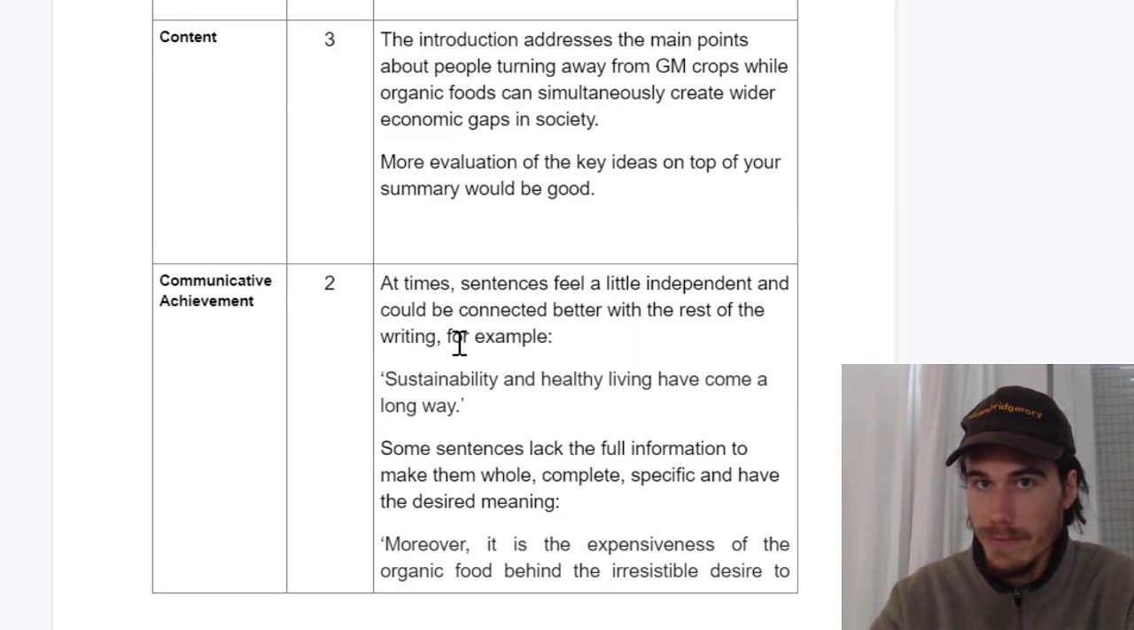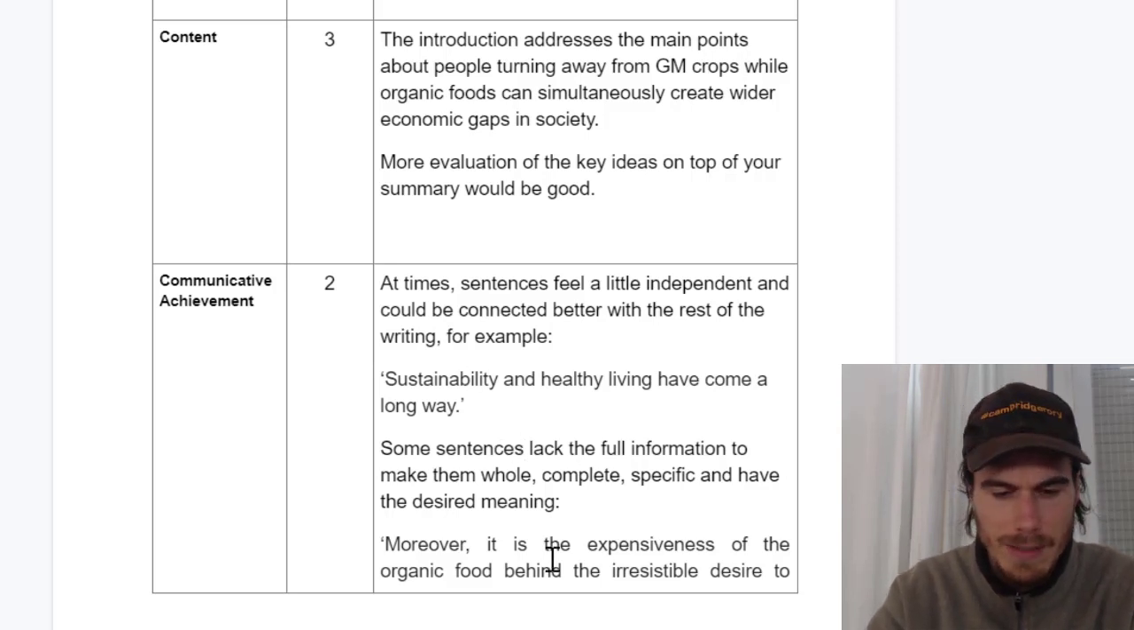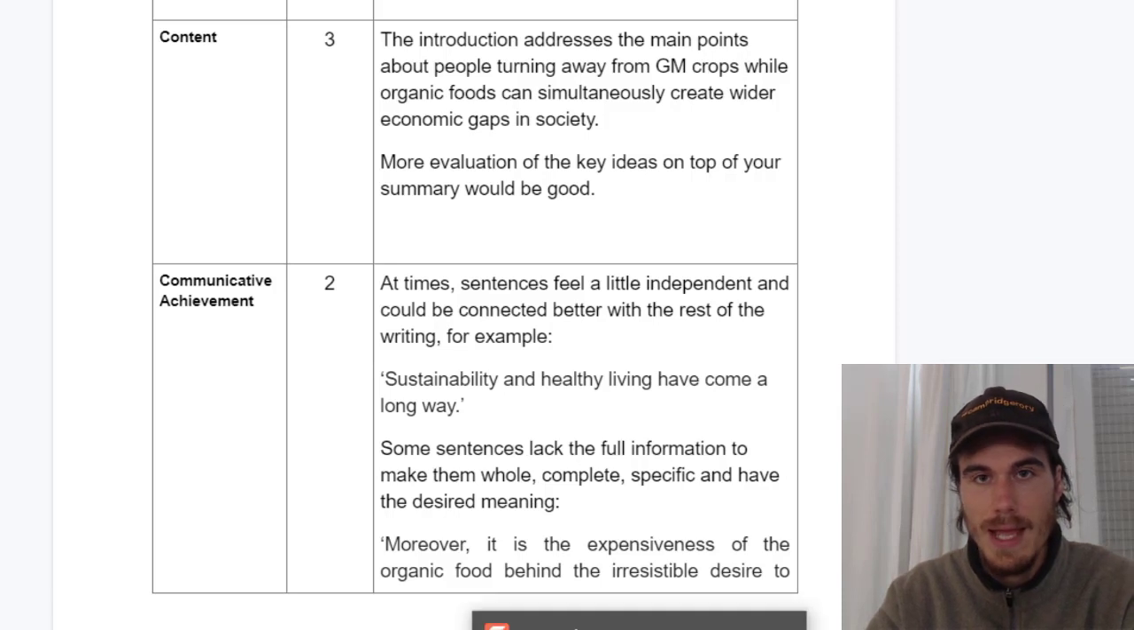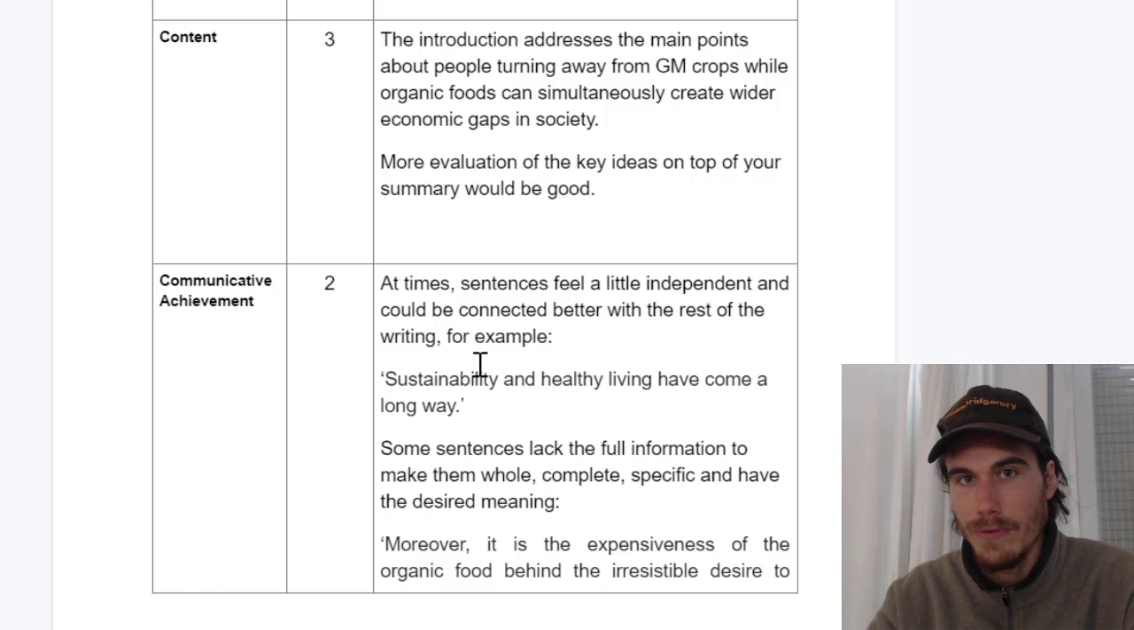So I hope this was useful for you. Yeah, good luck. Keep studying, keep revising other people's writings and seeing what other examiners say about them. And that'll be really useful for you.